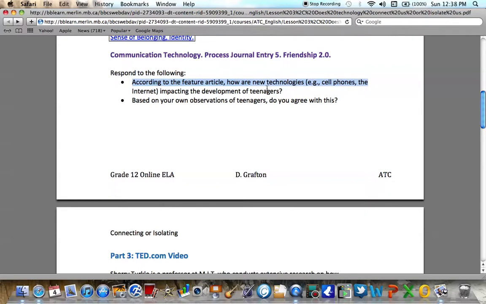So according to the feature article, how are new technologies such as cell phones and the internet impacting the development of teenagers? And then it asks you to connect that to your own life. Based on your observations of teenagers, do you agree with what the article is saying? So why or why not? Why do you agree or why do you disagree with what the article has to say?